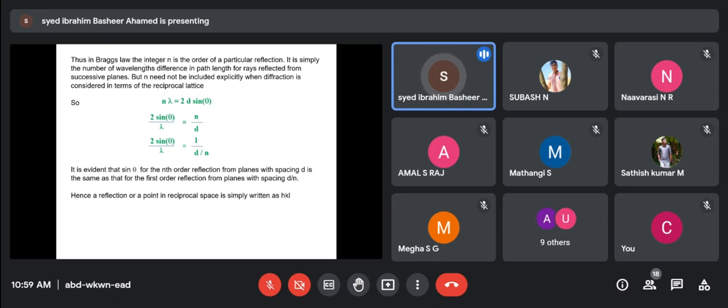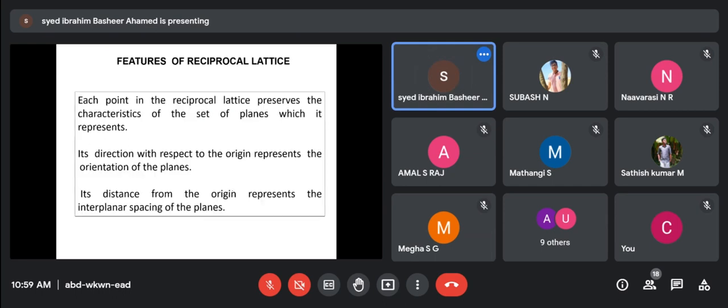Thus in Bragg's law, the integer n is the order of a particular reflection. It is simply the number of wavelengths of difference in path length for rays reflected from successive planes. Here, each point in the reciprocal lattice preserves the characteristics of the set of planes which it represents. Its direction with respect to the origin represents the orientation of the planes, and its distance from the origin represents the interplanar spacing of the planes.